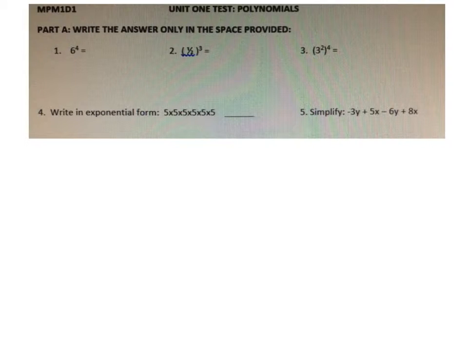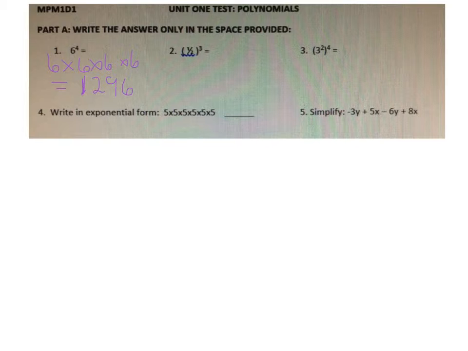So let's get started. The first question says 6 to the exponent 4. So we're testing there whether or not you know that that means 6 times 6 times 6 times 6. And using your calculator, you can multiply 6 times 6 times 6 times 6. And that equals 1,296.